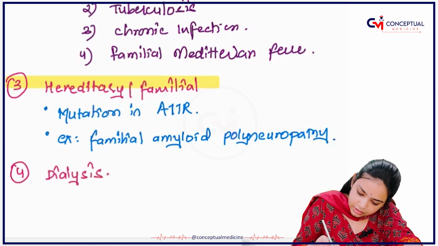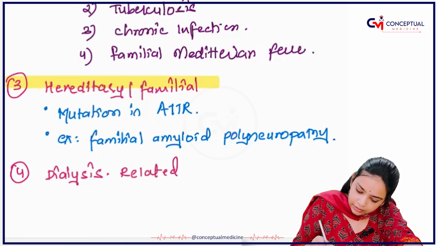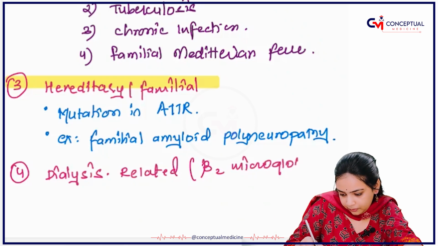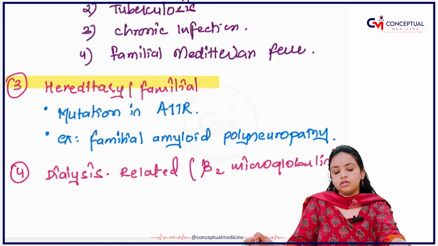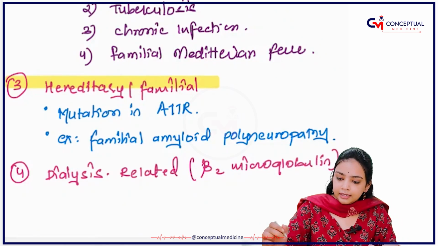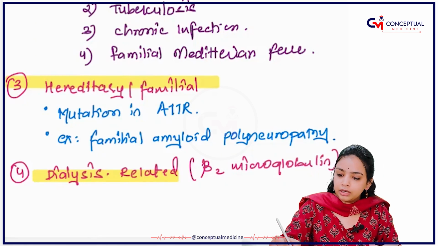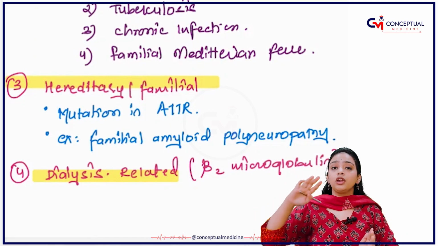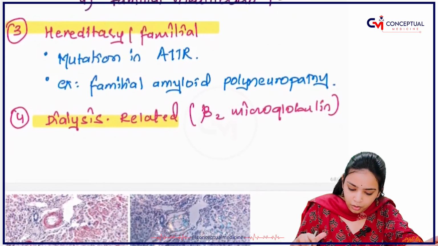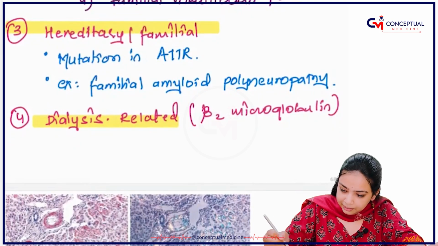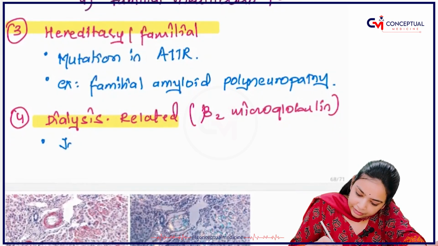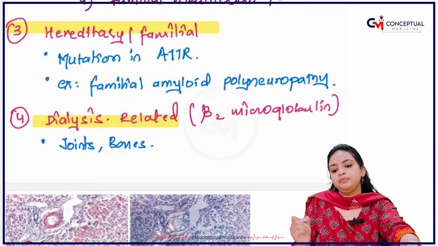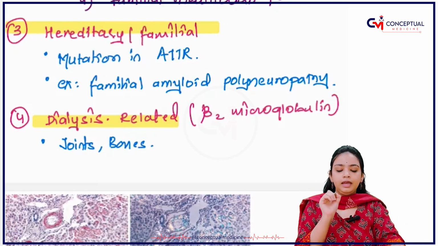Next that we have on our plate is the fourth one, that is dialysis related, and it is beta-2 microglobulin. This basically occurs in patients who are on long-term dialysis, patients having dialysis for a longer duration of time. The amyloids deposit in the joints and the bones of that patient.